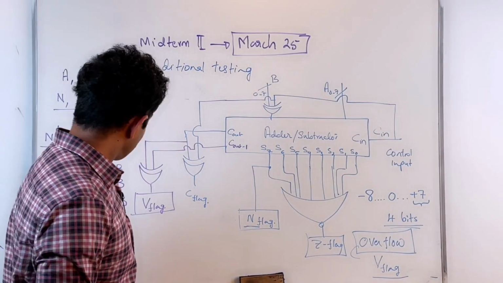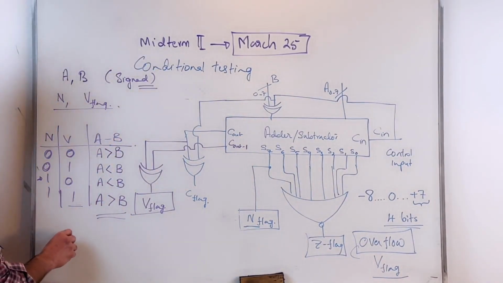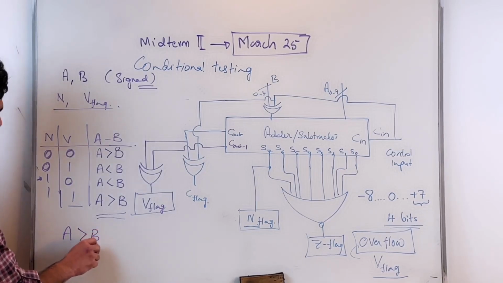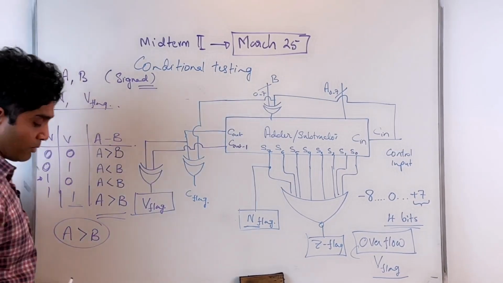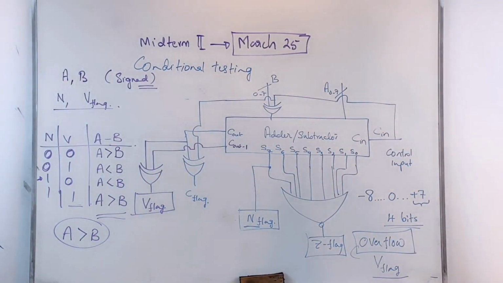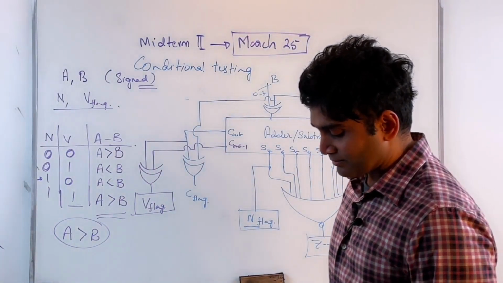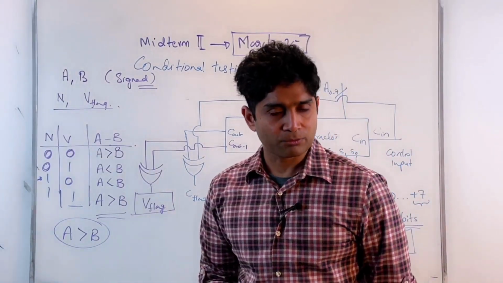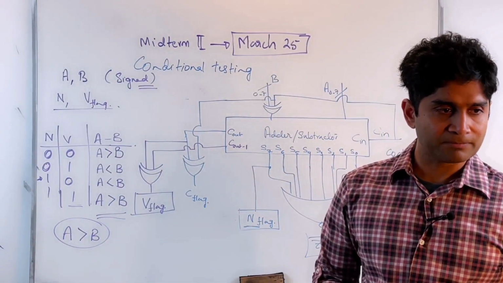Okay. Now, if I want to say A is larger than B, what combination of flags, what combination between N and V should I be looking at to say A larger than B or A less than B? Do you see anything here?